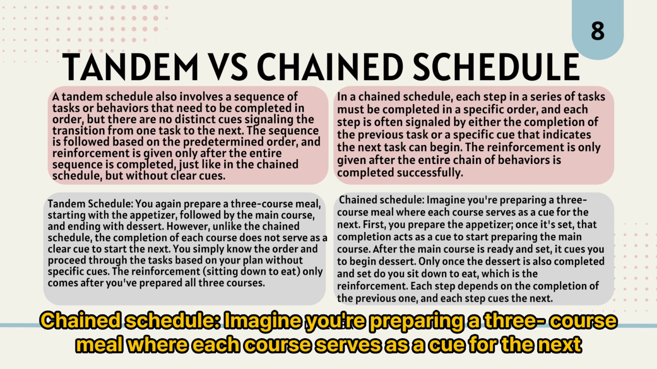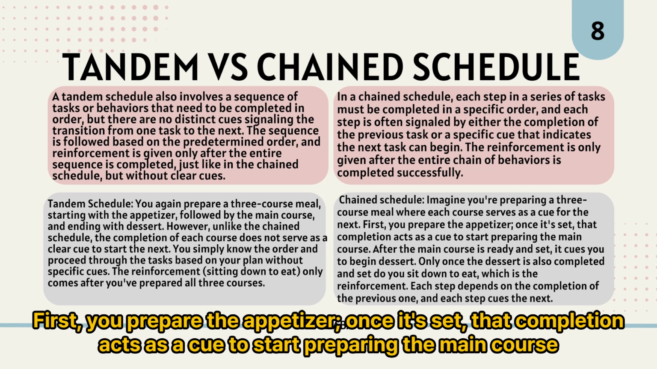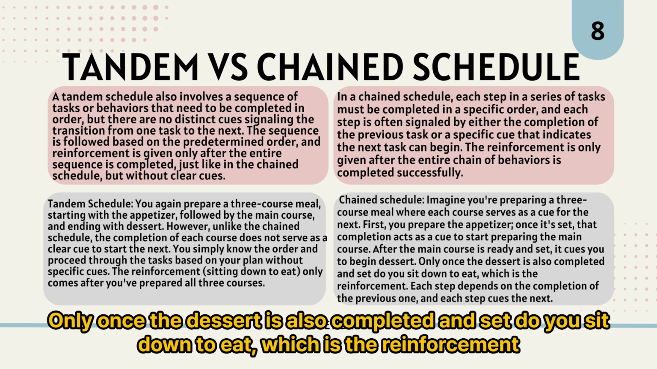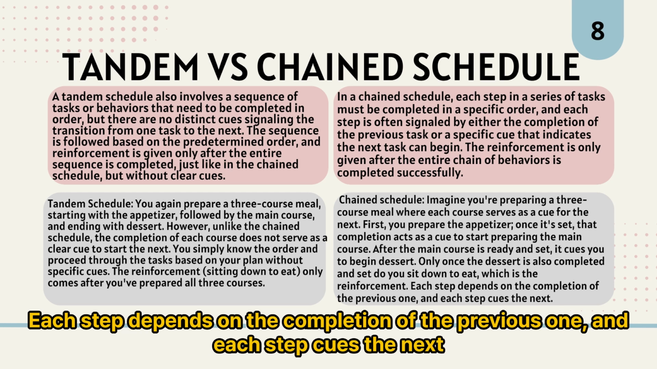Chained schedule: imagine you're preparing a 3-course meal where each course serves as a cue for the next. First, you prepare the appetizer. Once it's set, that completion acts as a cue to start preparing the main course. After the main course is ready and set, it cues you to begin dessert. Only once the dessert is also completed and set do you sit down to eat, which is the reinforcement. Each step depends on the completion of the previous one, and each step cues the next.